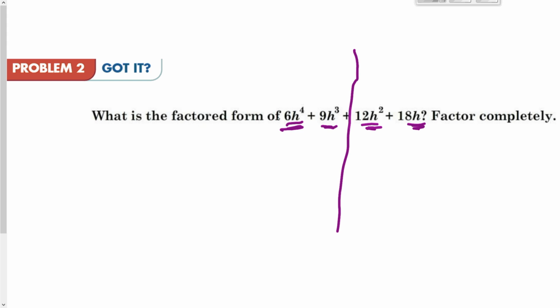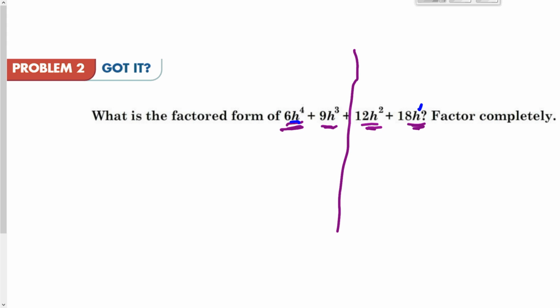So I look at all 4 of these. I see that 6, 9, 12, and 18 all have a 3 in it. And they all have an h, right? And what's the smallest exponent? It would be 1 there, so I'm going to factor out a 3h. And say I didn't factor that out, okay? And say, oh, I didn't notice anything.